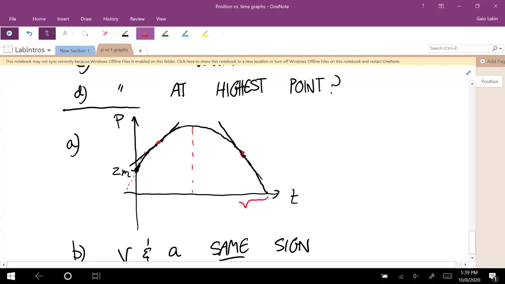And so this region here is, I'm going to just label that B, because that's where this object is speeding up. Once it gets to its highest point and starts to fall back down, that's when the object starts speeding up on the way down.